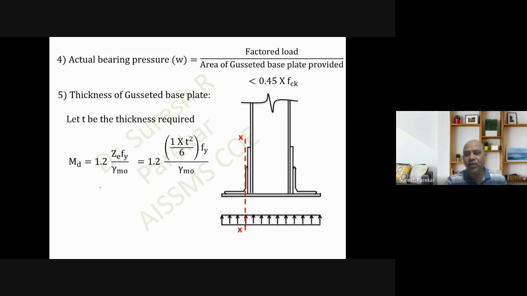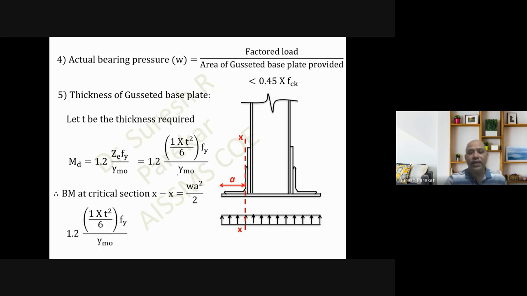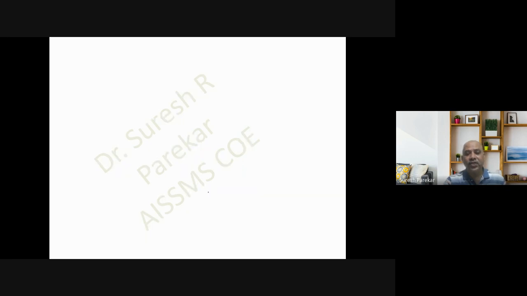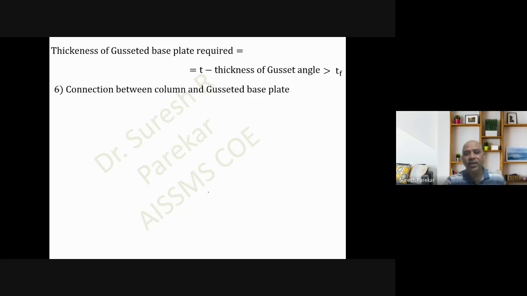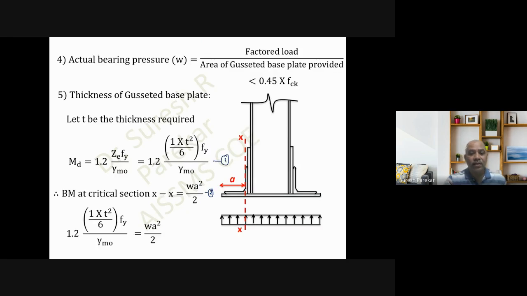Now in this we have to find the bending moment at XX and calculate its value. We get the value of bending moment as WA square by 2, and we are going to equate. So this is one, that is MD, and this is the second bending moment. We equate these two, and by equating we get the value of TS. Whatever thickness of gusseted base plate is required, we get from this equation. From here, we get the value of T.